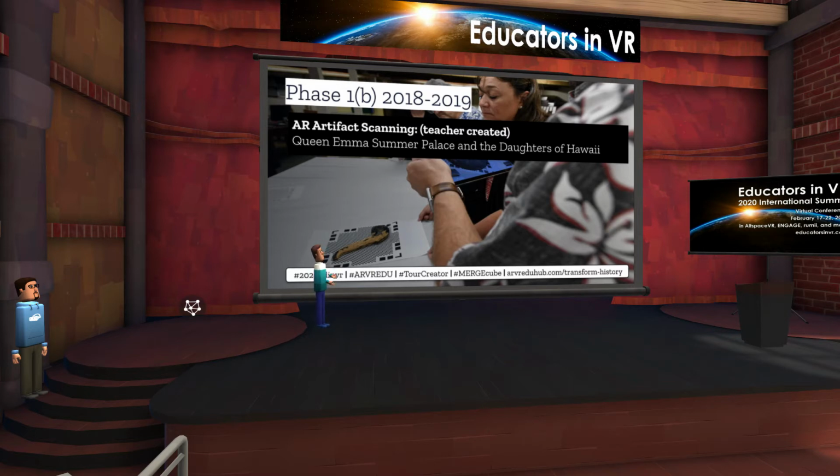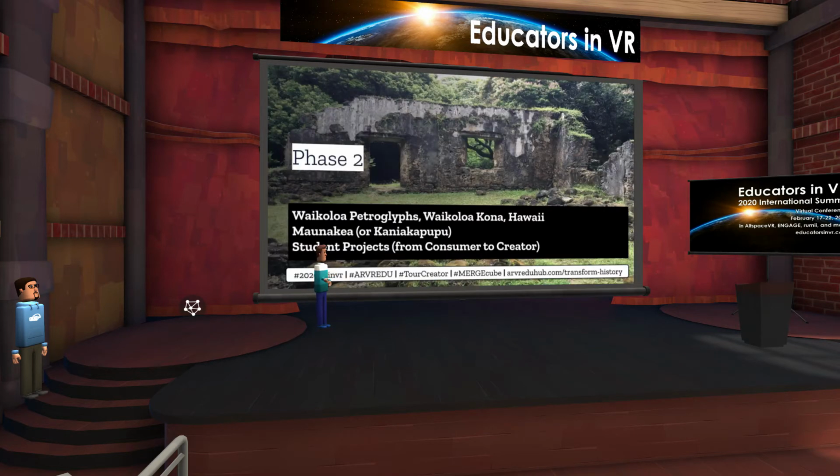But that was part B of the first phase of this project, which was also creating an AR artifact museum around the artifacts tied to our Hawaiian history. And then this year we moved into phase two. We're picking a few more locations and turning them into VR field trips.